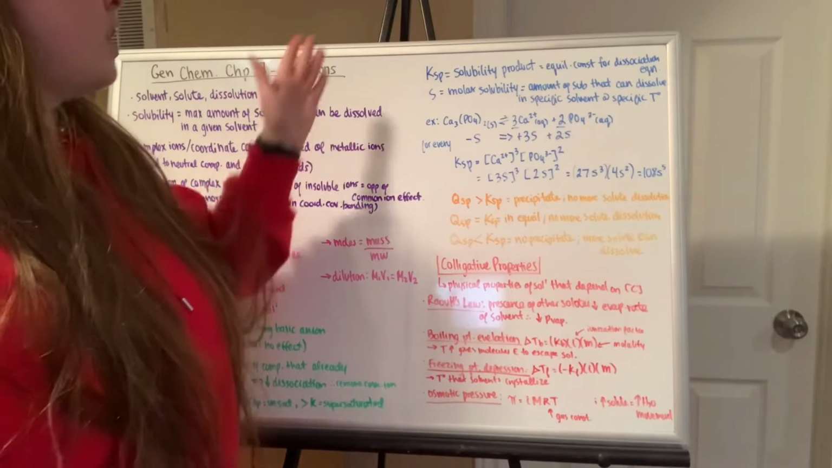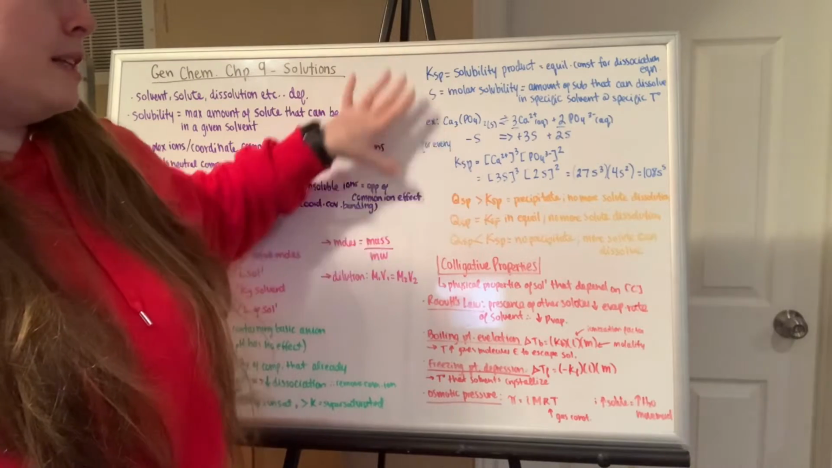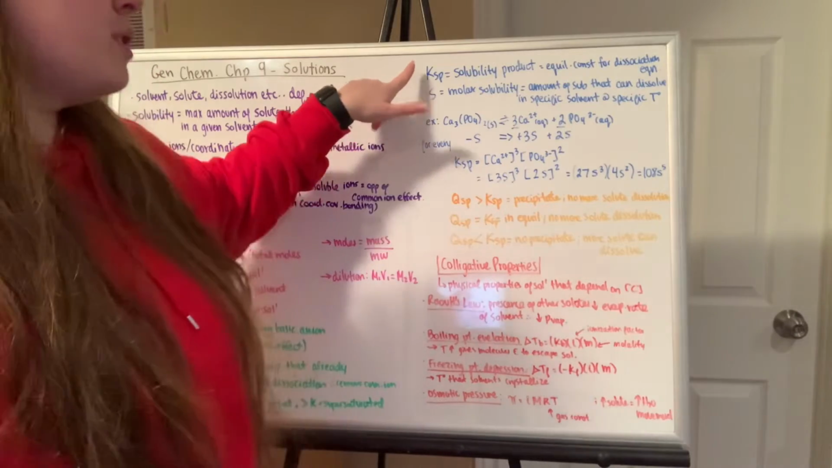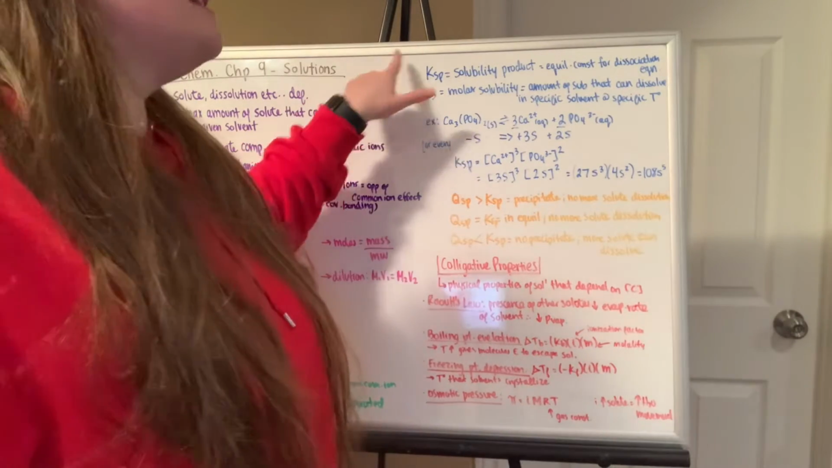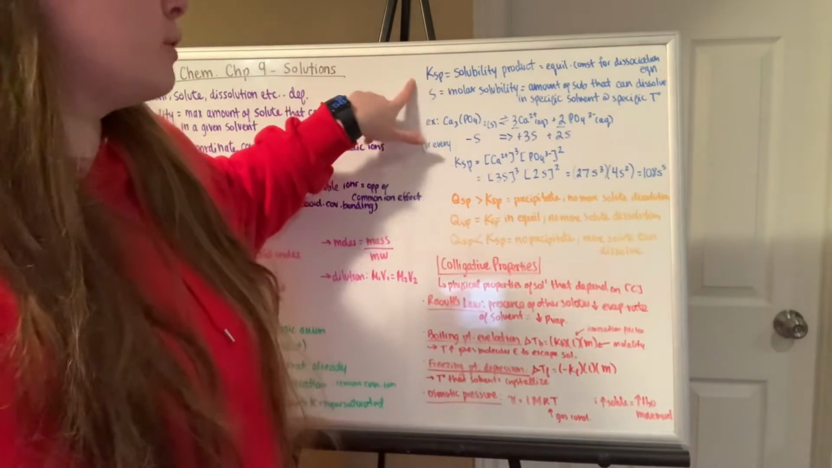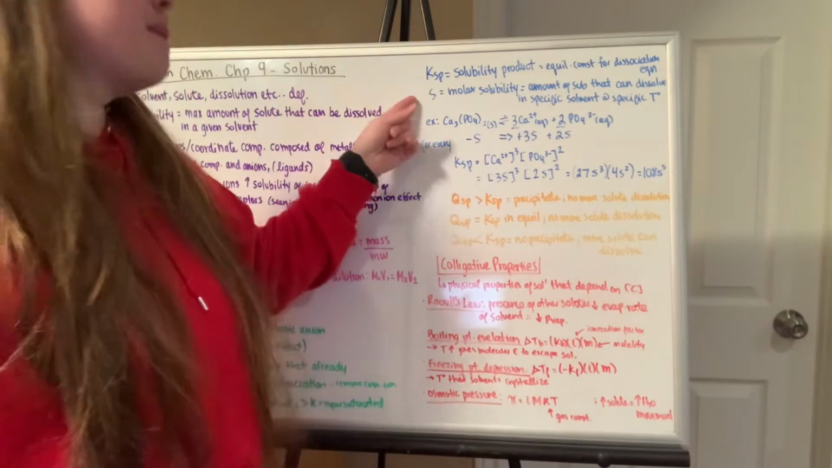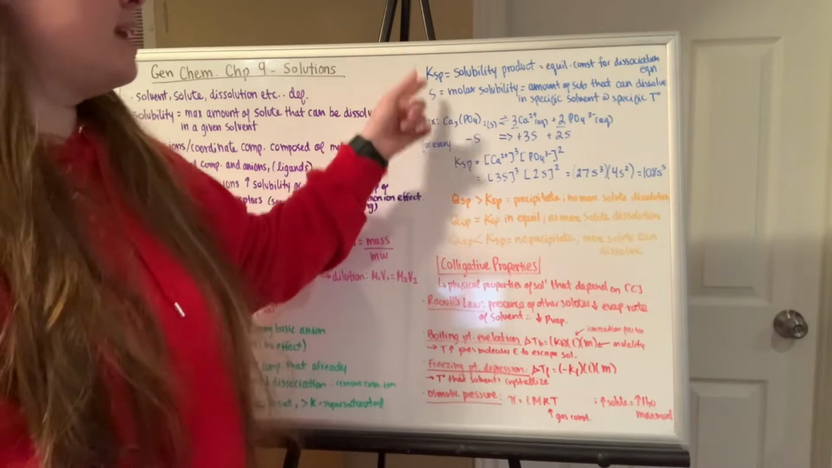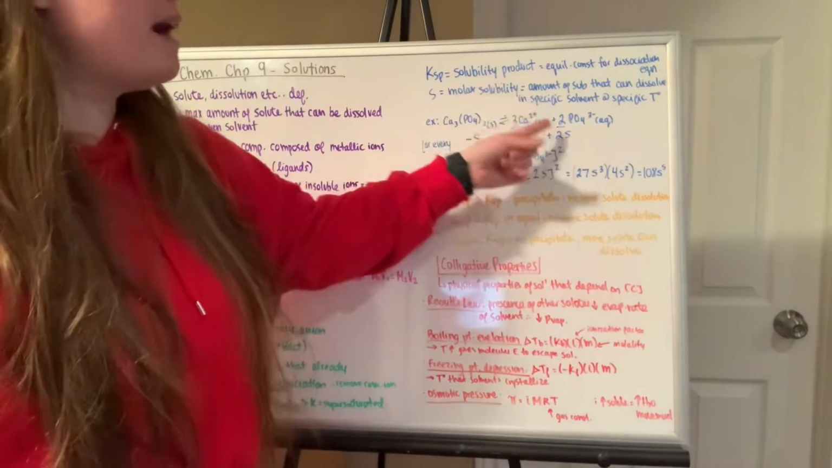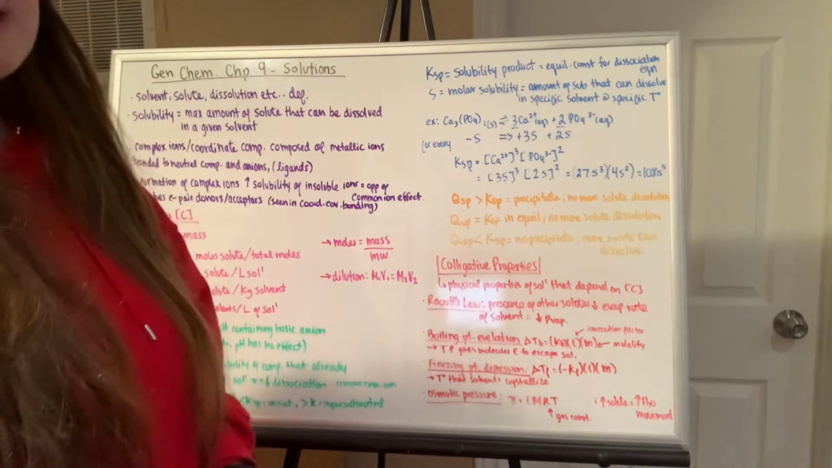Okay, next, let's talk about KSP. Like I said, please watch the equilibrium video, because this part is definitely related to that. KSP is a solubility product, and it's the equilibrium constant for a dissociation equation. So this is like a regular K, but SP for solubility product. And S, not this S, but just S, you'll see it down here, is molar solubility, which is the amount of a substance that can dissolve in a specific solvent. Okay, so let's keep working here.